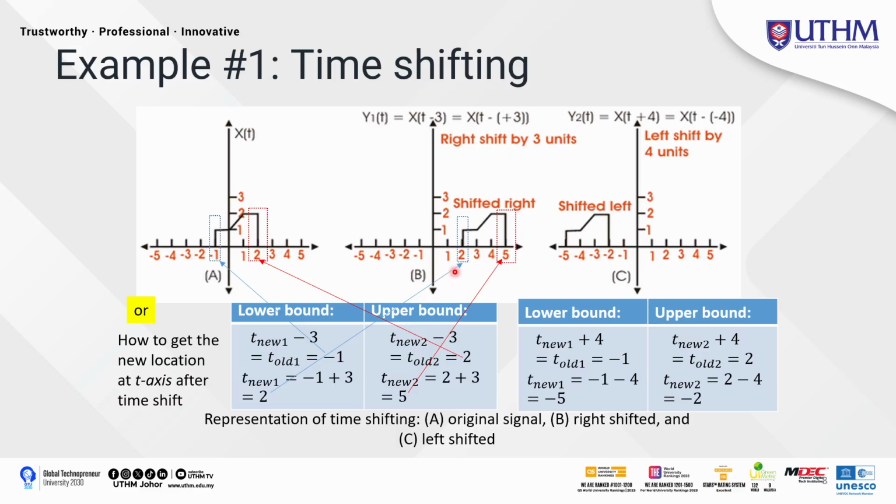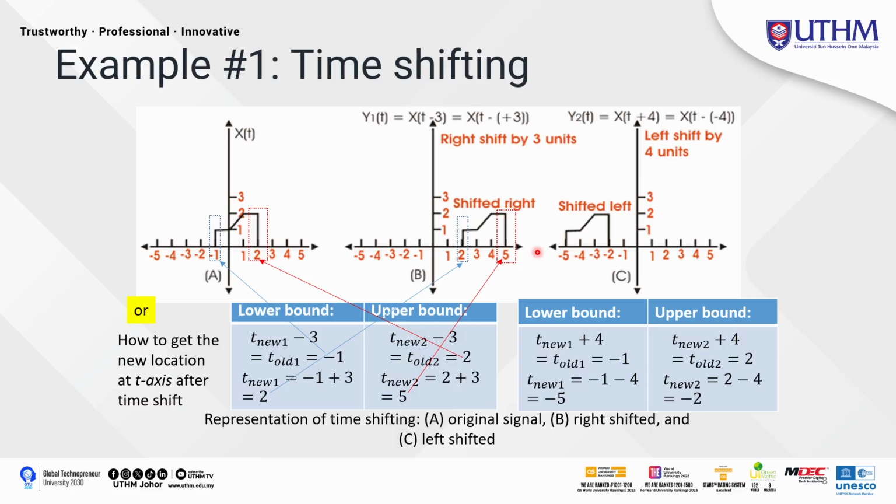So for the lower bound, t minus 3 equals -1, and for the upper bound, t minus 3 equal to 2. So the upper bound, t equals 2 plus 3. Move the 3 to the right, so 2 plus 3 equal to 5. So this 5 will be the upper bound.